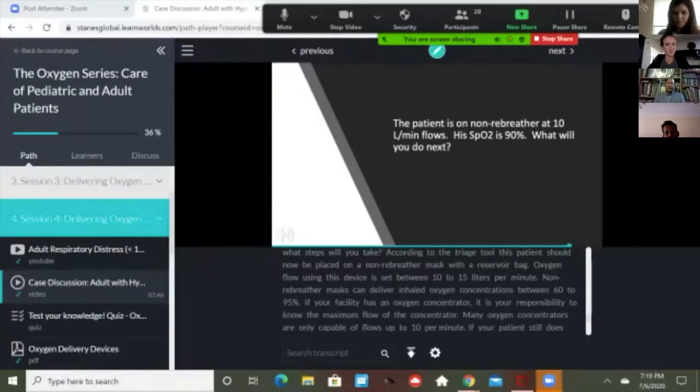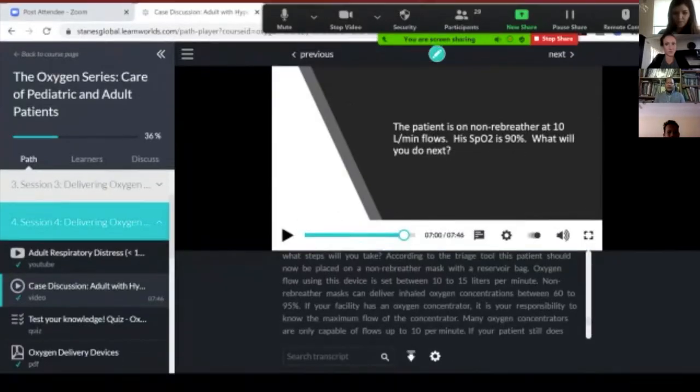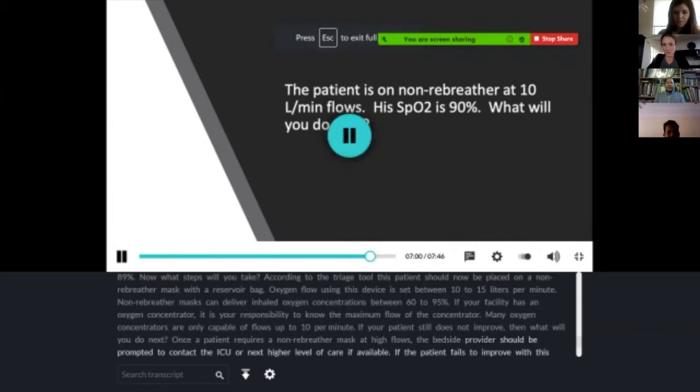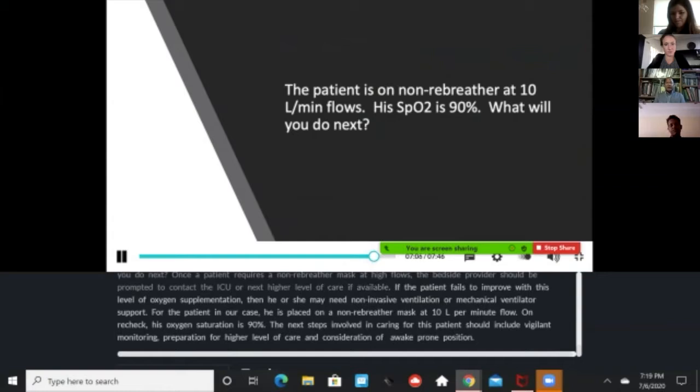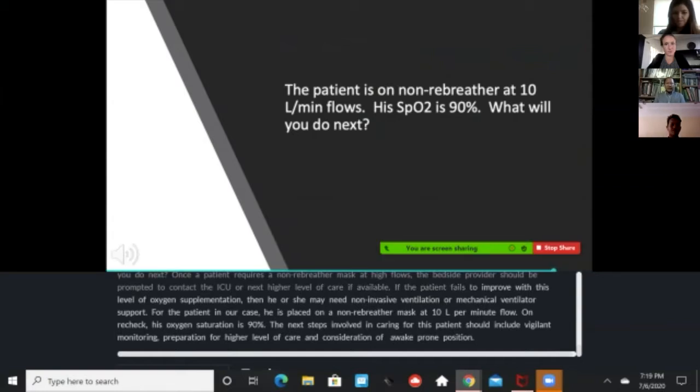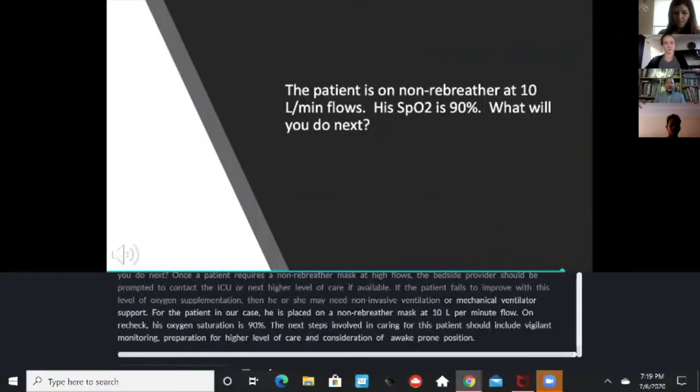All right, and let's keep going on the case discussion. Bedside provider should be prompted to contact the ICU or next higher level of care if available. If the patient fails to improve with this level of oxygen supplementation, then he or she may need non-invasive ventilation or mechanical ventilator support.